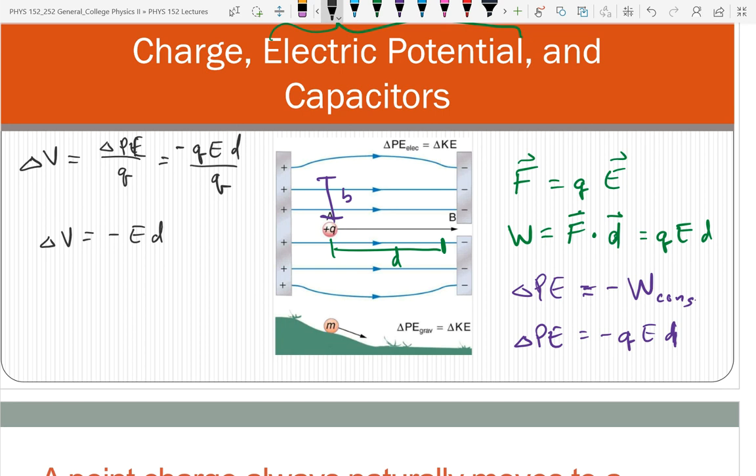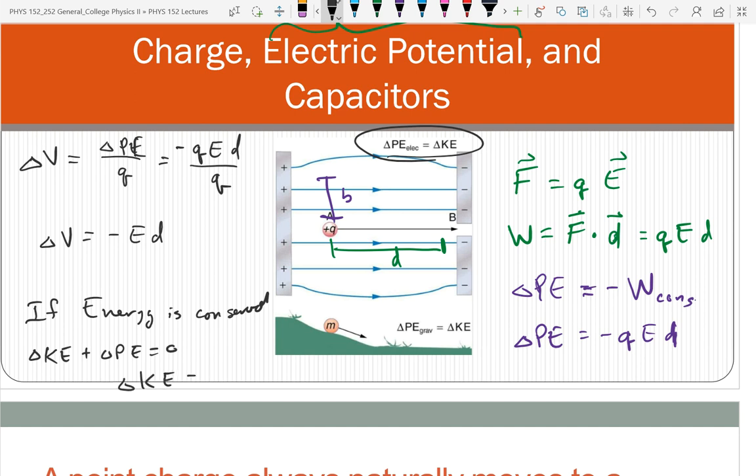Now, the final thing in this picture is this. And you're like, where does that come from? Well, that comes from if energy is conserved, then change in kinetic energy plus change in potential energy equals 0. So change in kinetic energy equals minus the change in potential energy.